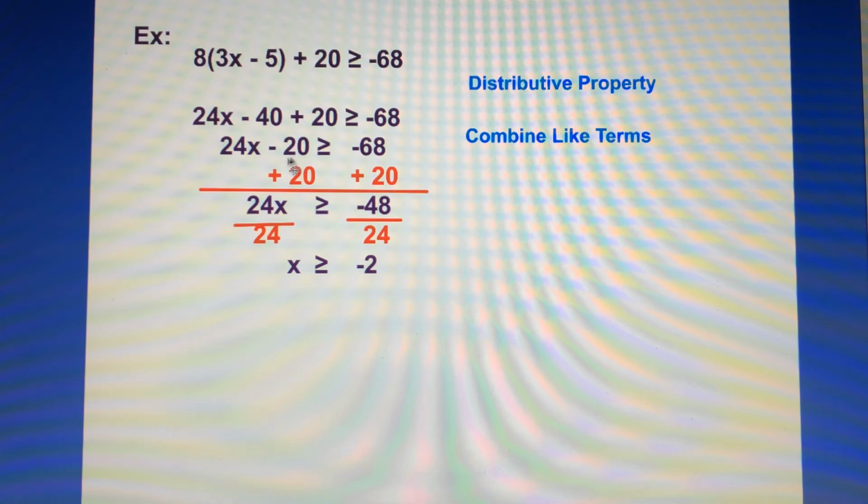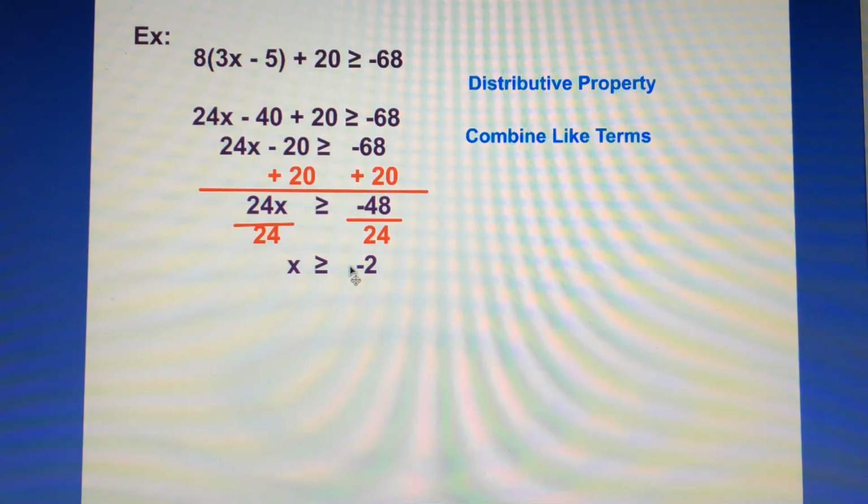I need to isolate x. I start by getting rid of the negative 20, which means add 20 to both sides. I'm left with 24x is greater than or equal to negative 68 plus a positive 20 is a negative 48. I am dividing by a positive 24. I do not flip the sign. x is greater than or equal to negative 2. Solid circle at negative 2, shade to the right.